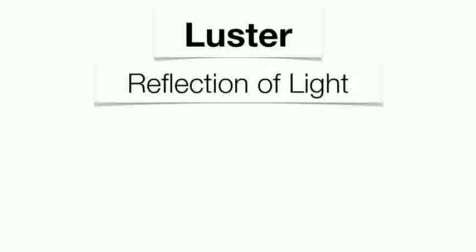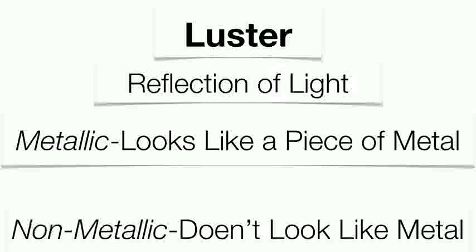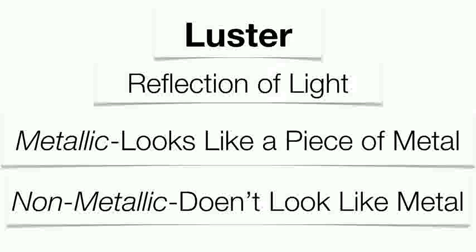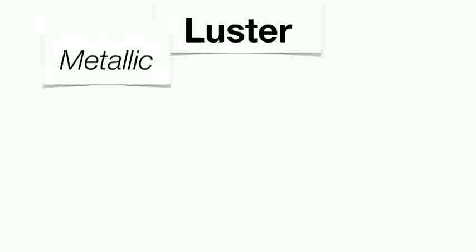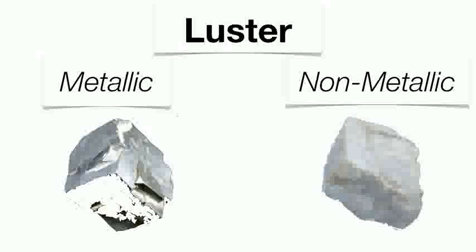Luster is just the way that the light is reflected off the surface of a mineral. So you have either metallic. If it looks like a piece of metal, it's going to be metallic, or you can have non-metallic. It doesn't look like a piece of metal. Let's give you a couple examples here. So here's your mineral galena that has a metallic luster, looks like a piece of metal. Again, here you have a non-metallic mineral.